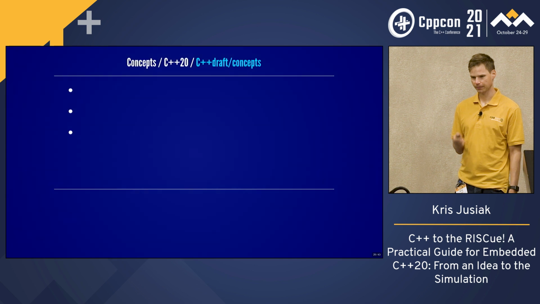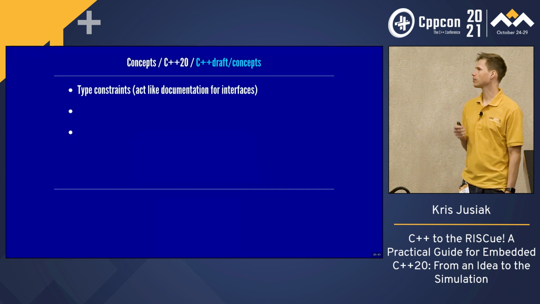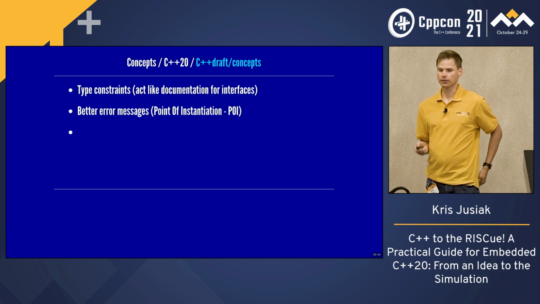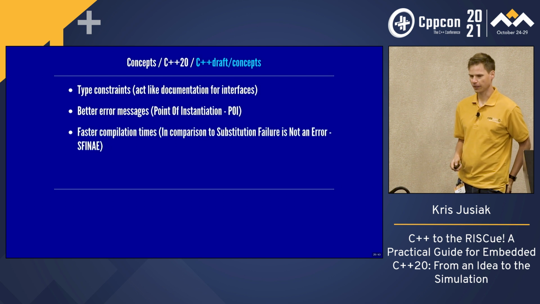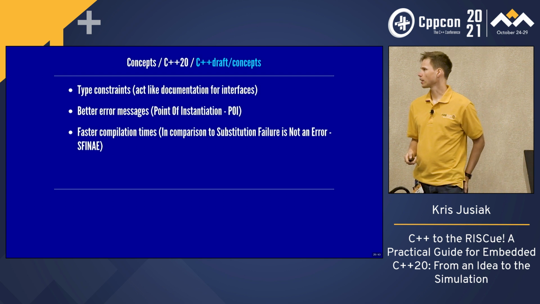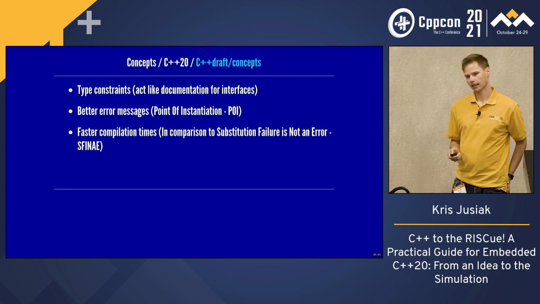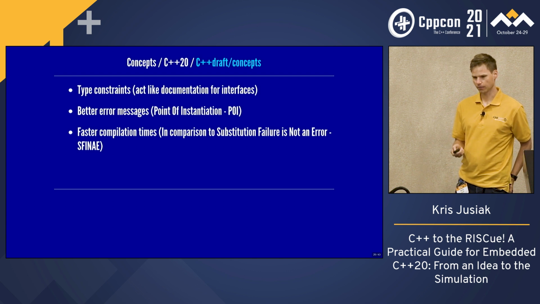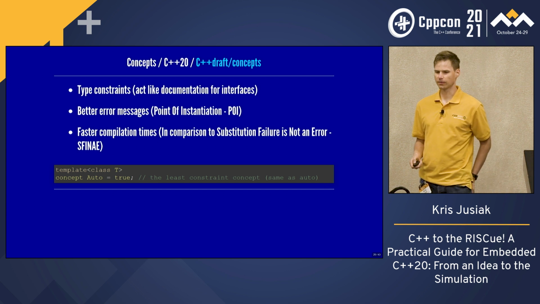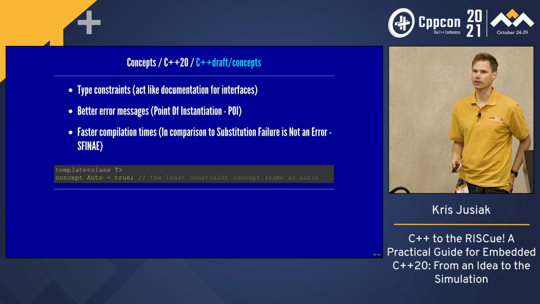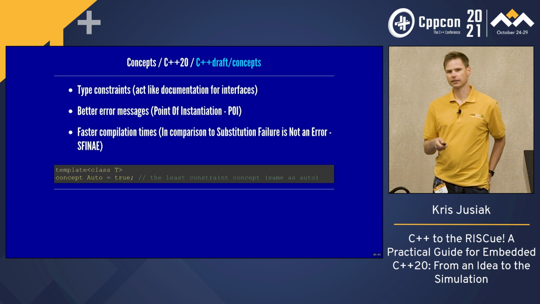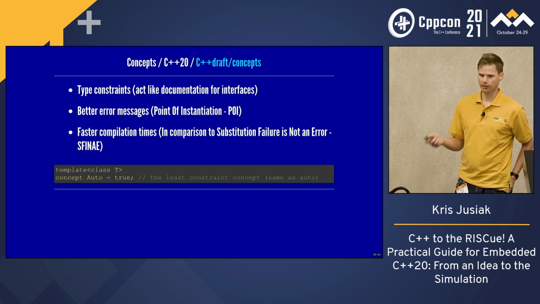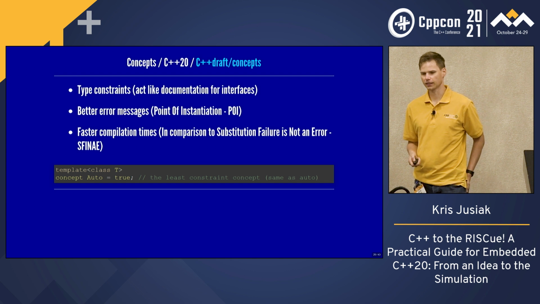So concepts quickly: type constraints act like documentation, and give better error messages, because we get them from the point of instantiation, not from the library code. Good for the experience. They claim to have faster compilation times. Haven't seen that yet, but potentially. And the syntax is very simple. We have concept. That's the weakest concept you can think of. Always true. Auto is also considered the weakest concept. Therefore, we can write full auto, which is the template, basically, which doesn't have any requirements.